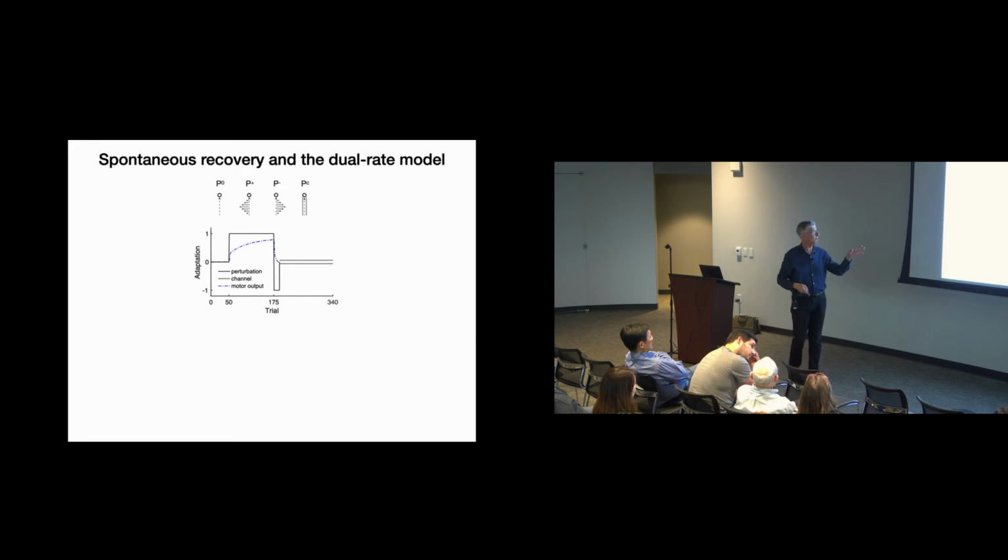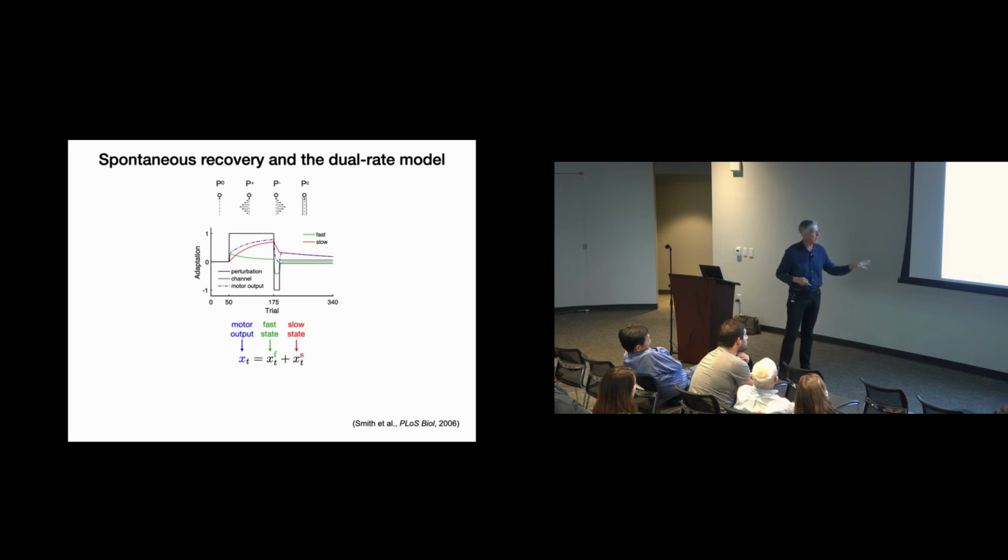But that's not what happens. If you measure adaptation during those trials, what you see is this re-expression of P+, which then decays away. Okay? So they somehow spontaneously re-express the P+. And the way this has been explained, in this paper by Smith, is with a dual rate model.